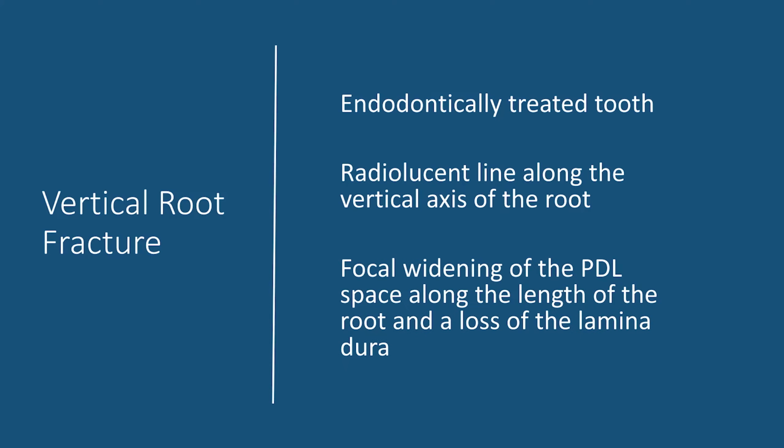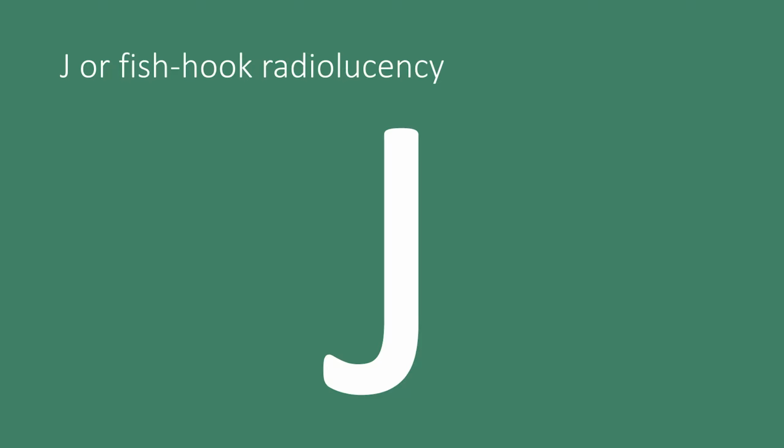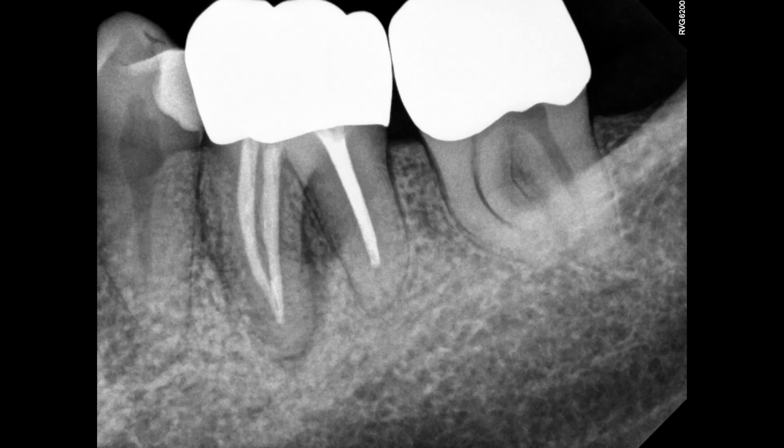If the fracture is a few weeks or a few months old, you may see a widening of the periodontal ligament space along the length of the root. The lamina dura may be lost along the root. The typical appearance of a widening of the periodontal ligament space is a J or a fishhook radiolucency. Looking at the periapical radiograph, this is the area of the J-shaped radiolucency.